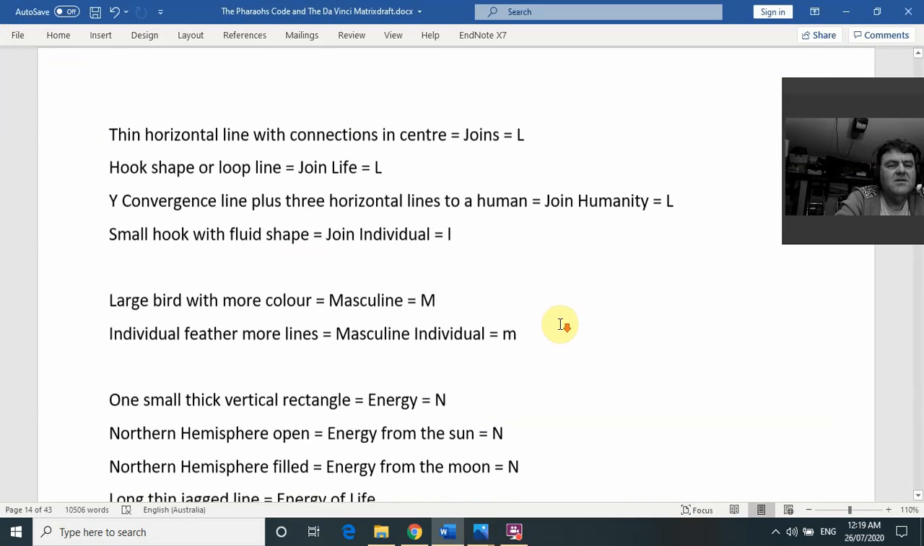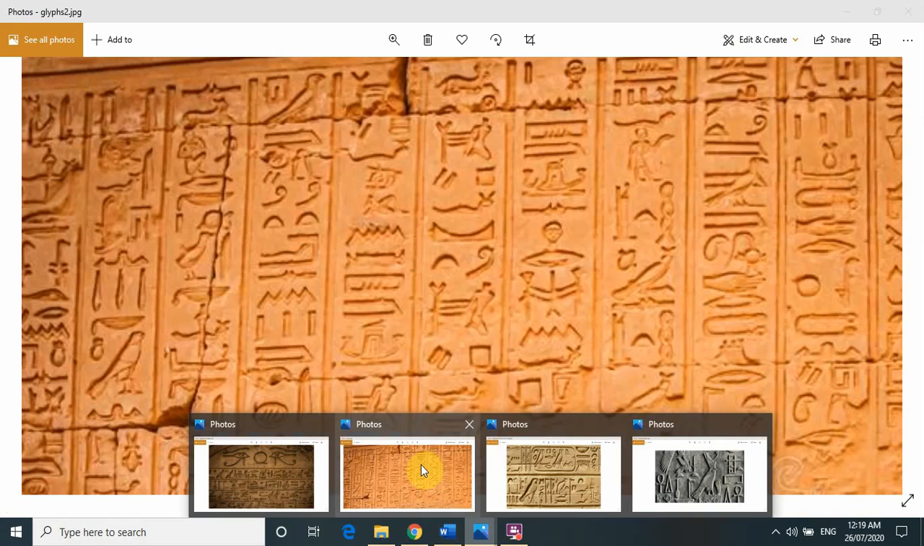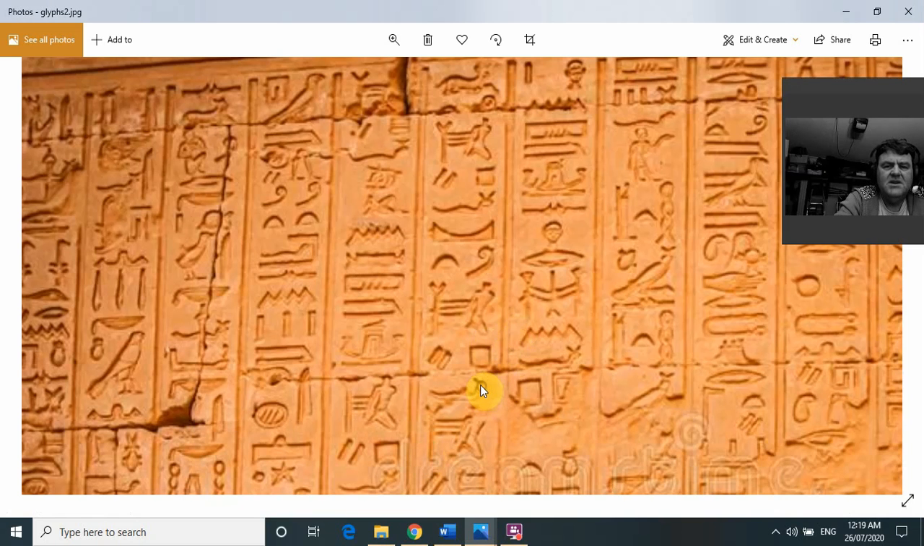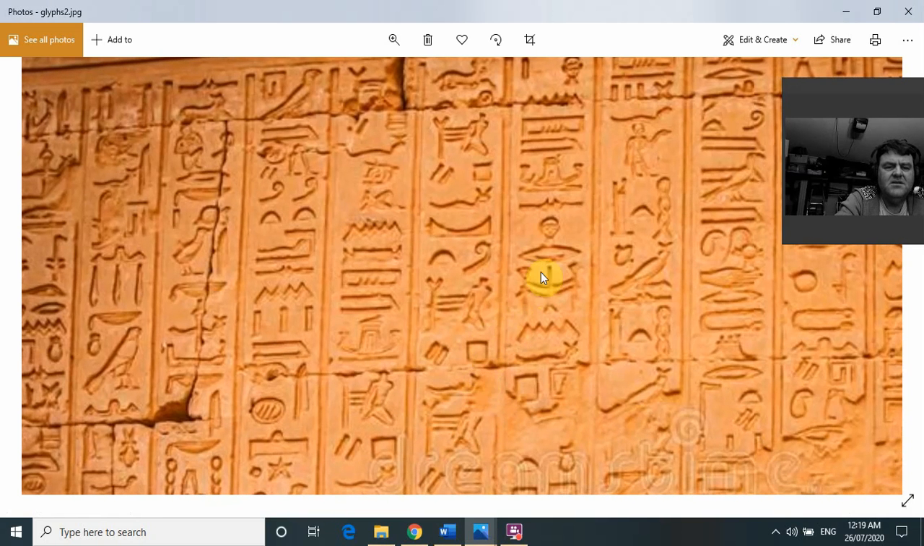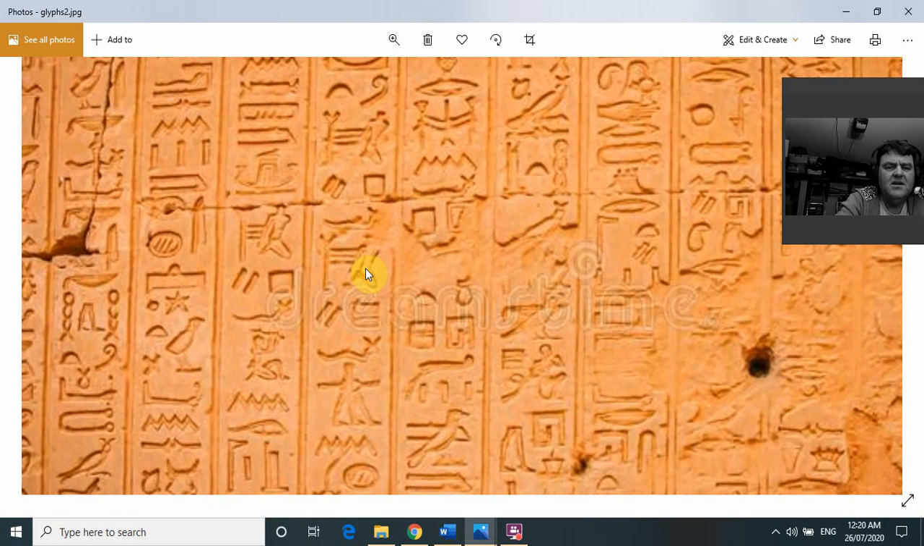Let's go back across to the joining of humanity. That's where we're up to. Right, so it's the Y shape of convergence, because convergence is represented as Y, that we would know it today, with three horizontal lines connecting to a person's body. So the best one I'll give for you is here, and it's much like this concept here, except we just see that there's a good one there, a little bit scrubbed out.